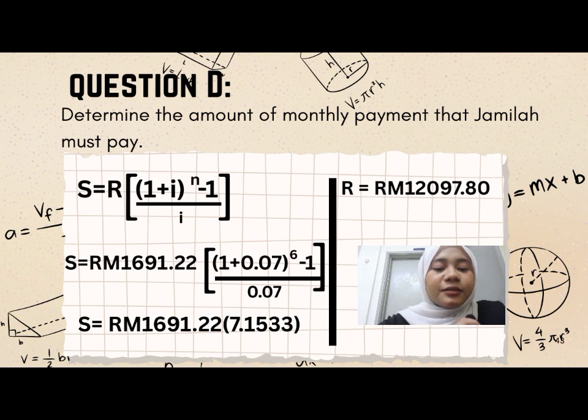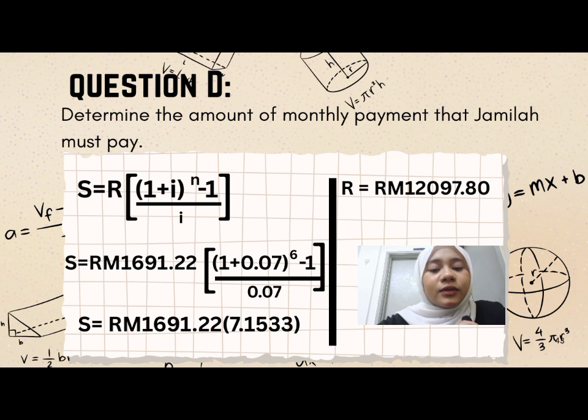Question D. Determine the monthly payment for Jamilah's loan using the annuity formula. First, we use the formula for the future value of an annuity. In this formula, S is the total loan amount, R is the monthly payment we want to find, I is the interest rate per payment, N is the total number of payments. In the question, the loan amount is RM1,621.22. The interest rate is 7% and the number of payments is 8. So we substitute these values into the formula.